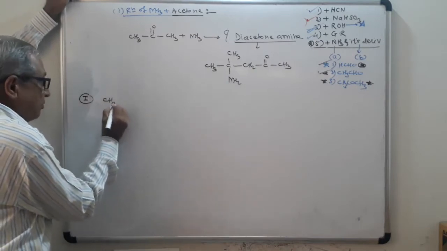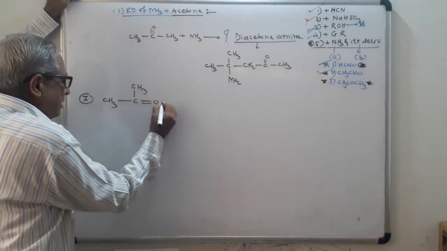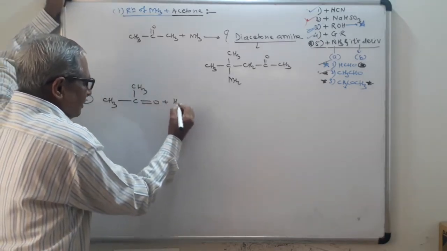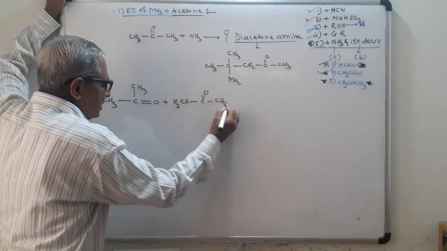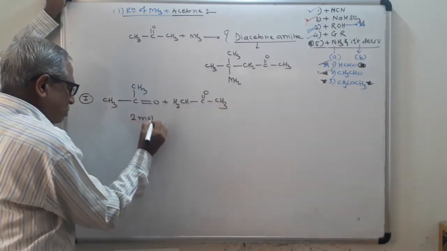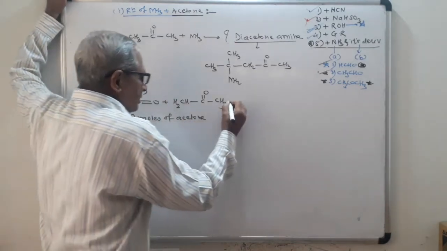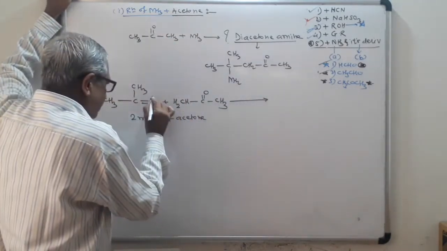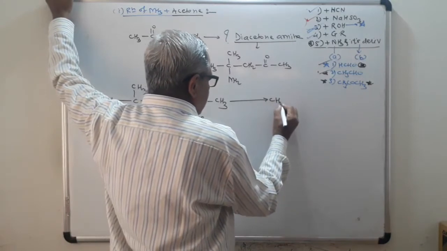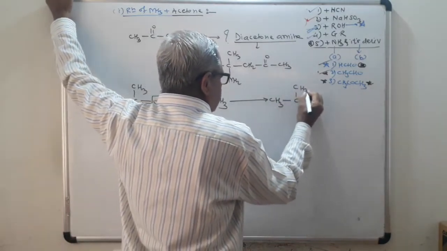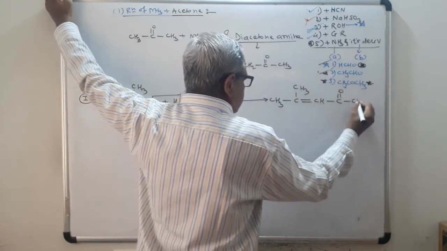Two molecules of acetone, CH3 C CH3, react with each other. These are two molecules of acetone. This will undergo a condensation reaction. You can easily remove a water molecule. So you will get here (CH3)2C double bond CH C double bond O CH3.